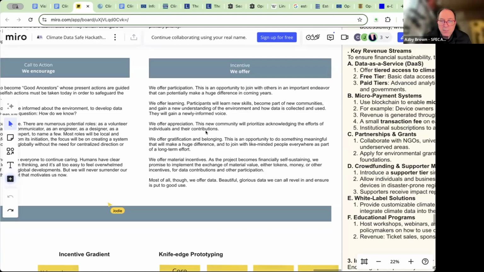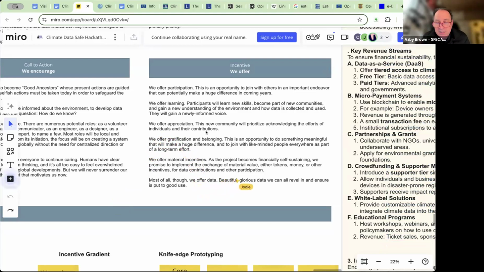We offer learning. Participants will learn new skills, become part of new communities, and gain a new understanding of the environment and how data is collected and used. They will gain a newly informed voice. We offer appreciation. This new community will prioritize acknowledging the efforts of individuals and their contributions. We offer gratification and belonging. This is an opportunity to do something meaningful that will make a huge difference and to join with like-minded people everywhere as part of a long-term effort.